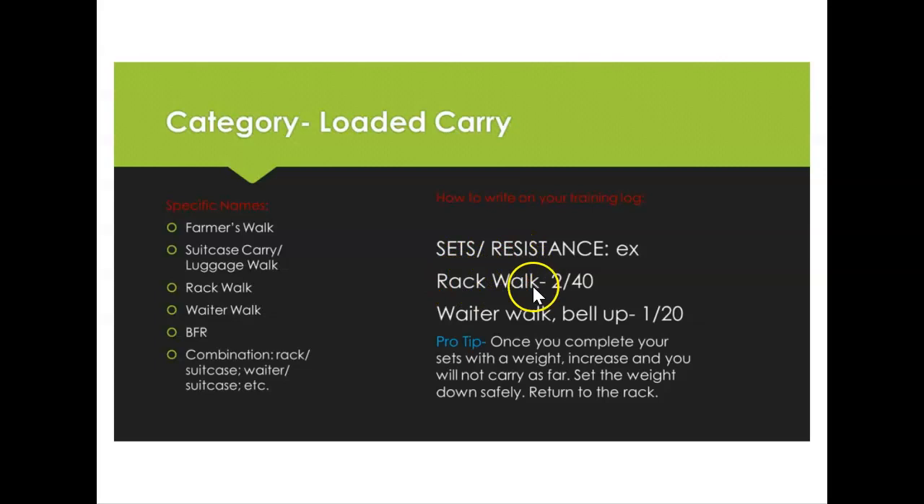So if you did a rack walk, you write 2 sets at 40 pounds. If you did a waiter walk with the bell up, which makes it more challenging, you do 1 set of 20. So here's the pro tip. When you're moving forward, you get your 3 sets at 40. The next time, go up to 45 or 50, depending on how you are doing.